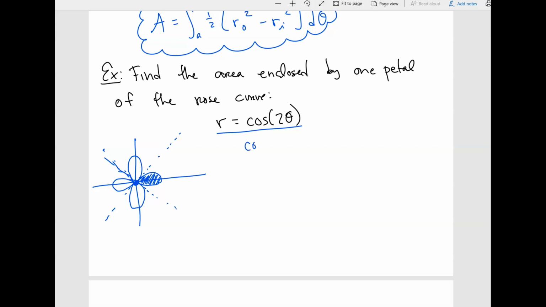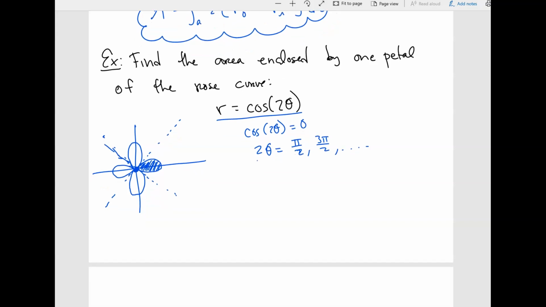So one way to do it is to take cosine of 2 theta and set it equal to 0. I'm going to take inverse cosine, so 2 theta is going to be equal to pi over 2, 3 pi over 2, and then we can continue on. Usually you might want to have a couple of them. Then I'm going to divide by 2, so theta equals pi over 4 and 3 pi over 4. So this theta is equal to pi over 4, and this one is going to be 3 pi over 4.